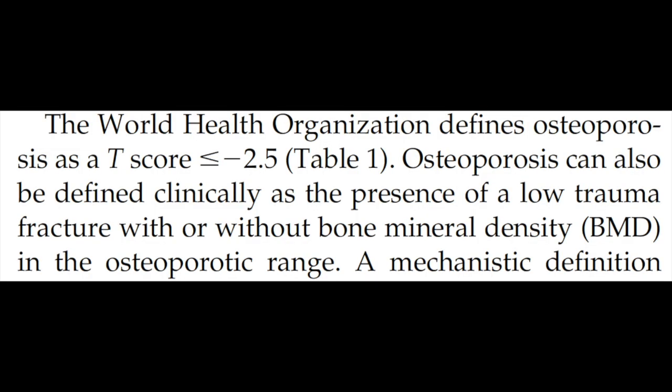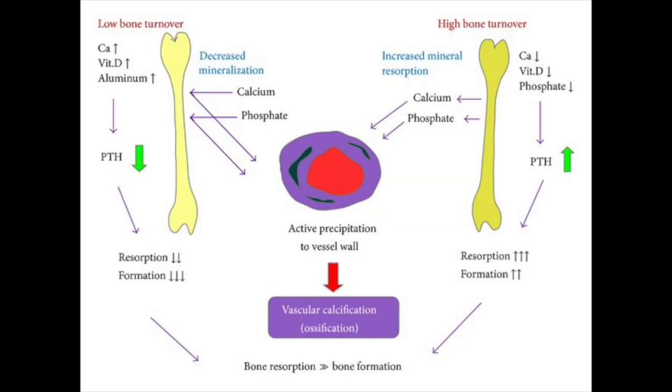So before we talk about this, we know that WHO defined osteoporosis as a T-score of less than or equal to minus 2.5 on a bone density test, or by the presence of a low trauma fracture with or without a low T-score. Bone disease in kidney patients, however, is more complex, and is usually classified according to the KDIGO guidelines according to bone turnover, mineralization, and volume.